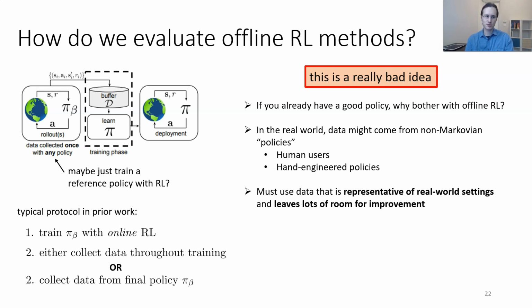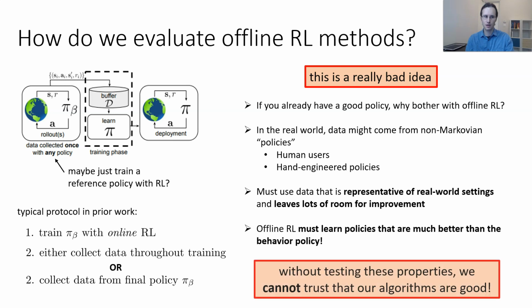You have to use data that's representative of real-world settings, and also data that leaves room for improvement, in the sense that it should be possible to do much better than pi beta. Offline RL has to be able to learn policies that are much better than the behavior policy, otherwise there isn't really any point in using it. So without testing for these properties, we really can't trust that we're evaluating our offline RL methods properly.